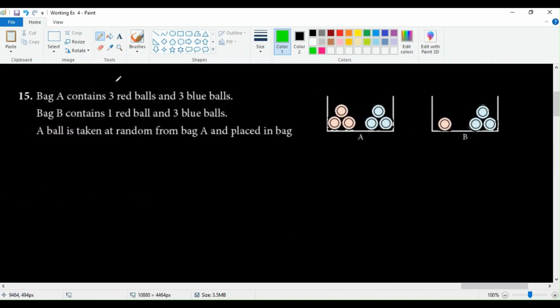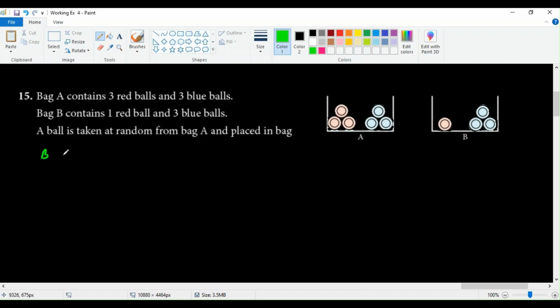In here it says a bag A contains three red balls and three blue balls. Bag B contains one red ball and three blue balls. A ball is taken at random from bag A and placed in bag B. So first, let's see what the condition is.